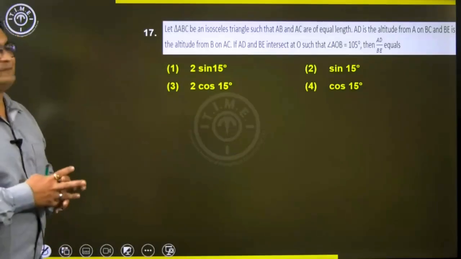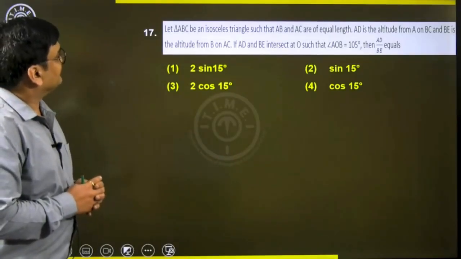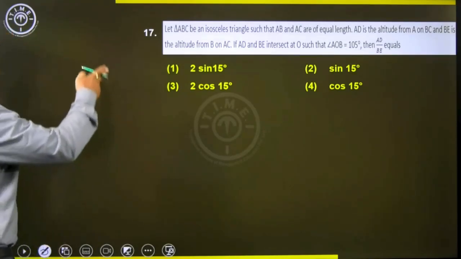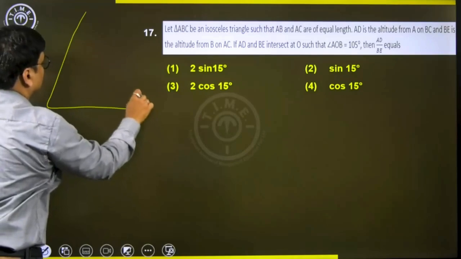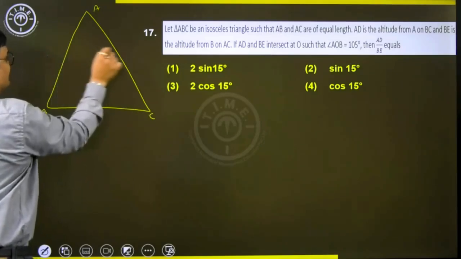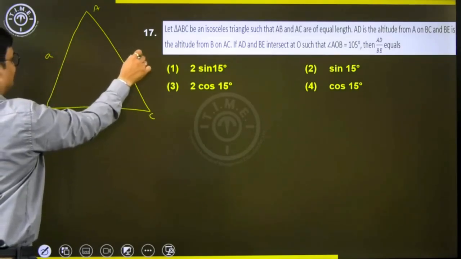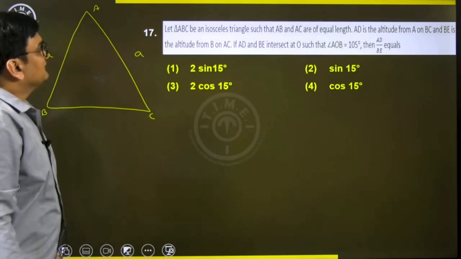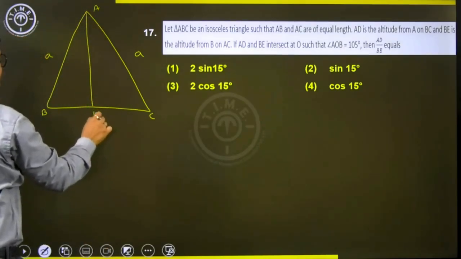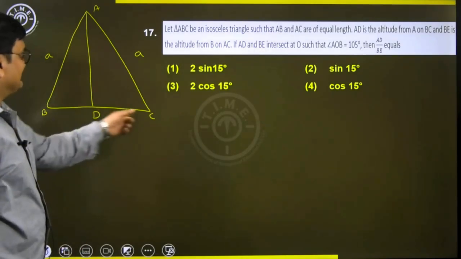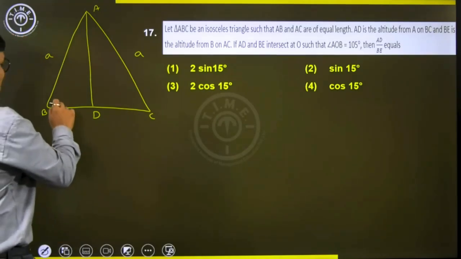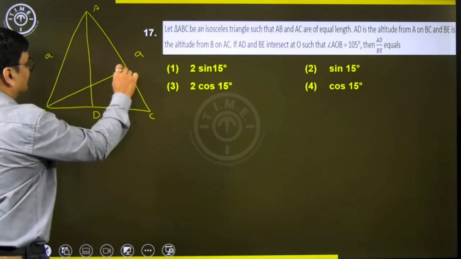Let's look at the 17th one. It says, let triangle ABC be an isosceles triangle such that AB and AC are of equal lengths. So these have equal lengths, suppose they are A and A. AD is the altitude from A onto BC, so it would be the midpoint also of BC. And BE is the altitude from B on AC. BE is like this altitude.